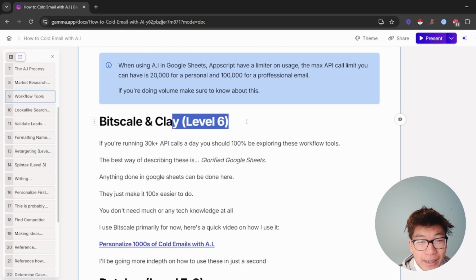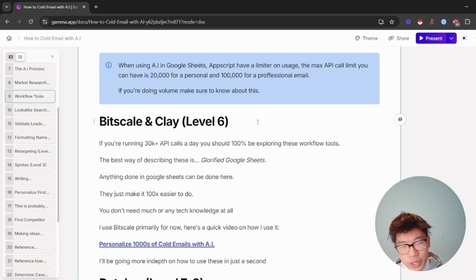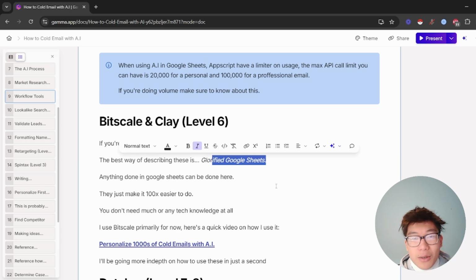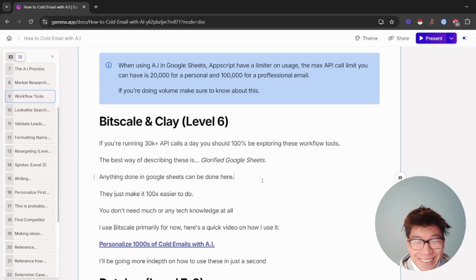So BitScale and Clay. This is level 6. It goes a bit up the food chain, and it definitely gets a little more complicated. If you're running about 30K API calls a day, you're probably spending about 5 to 10 euros a day in credits or tokens for OpenAI. You should 100% be exploring these workflow tools. The best way of describing these is they're just a glorified Google Sheets with no API limits.